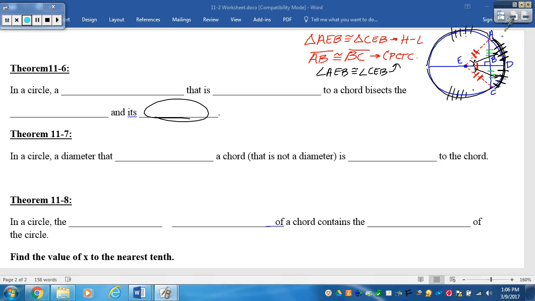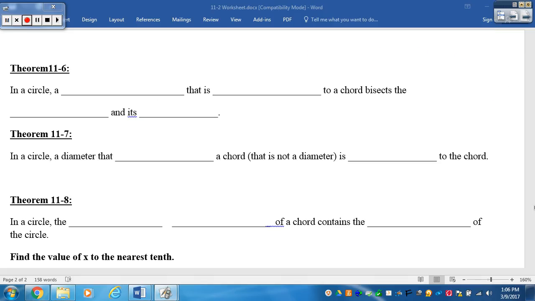For theorem 11.7, the next theorem, I'd like you to fill it out. It says this: in a circle, a diameter that bisects, so that first term is going to be bisects, a chord that is not a diameter. Now, if I were you, I would put a little box around this, and we will talk about this again in a little bit because that's a key concept to this theorem here.